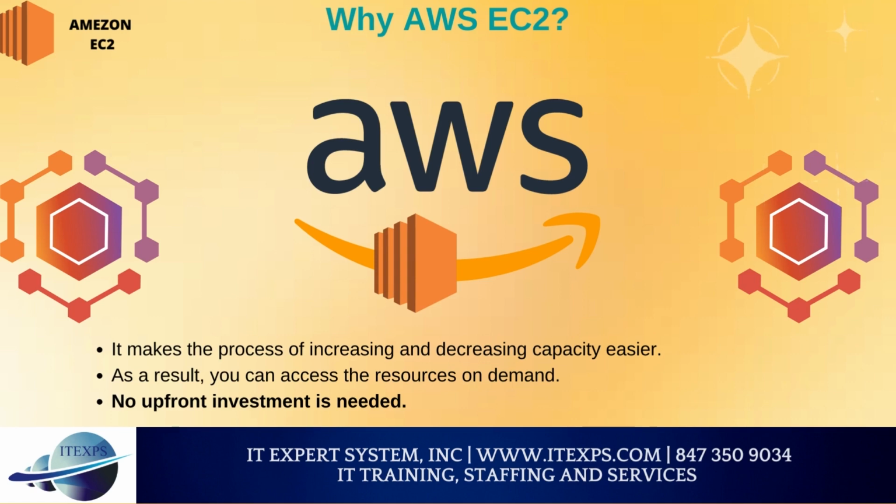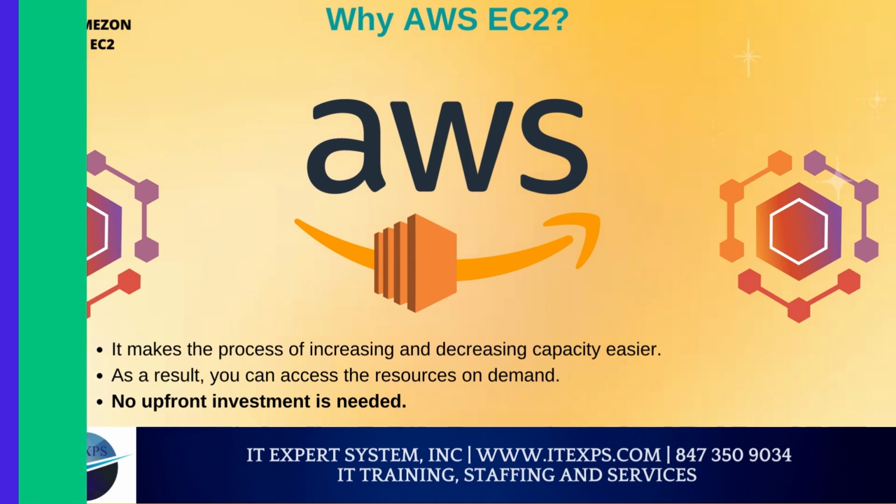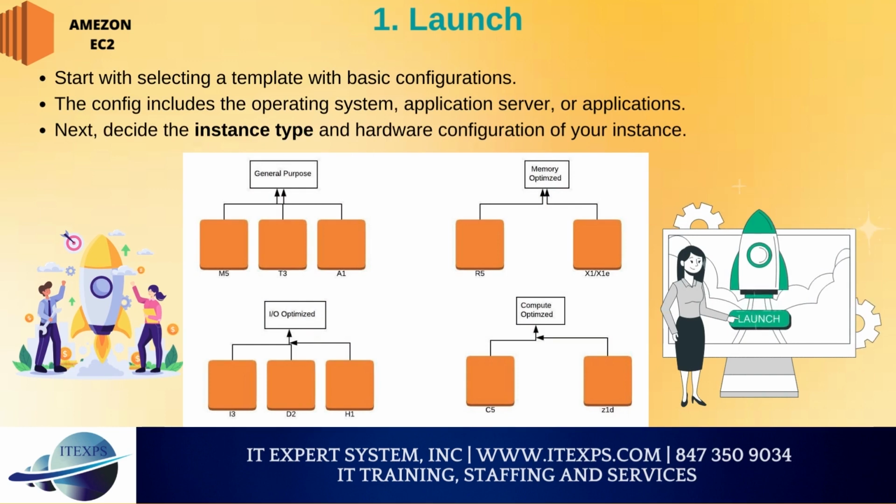Get started with AWS EC2. You can get started with EC2 in 3 steps. 1. Launch. Start with selecting a template with basic configurations. The config includes the operating system, application server, or applications. Next, decide the instance type and hardware configuration of your instance. Finally, specify the security settings to control the traffic in and out of your instance. You will learn more about cloud security later in this tutorial.